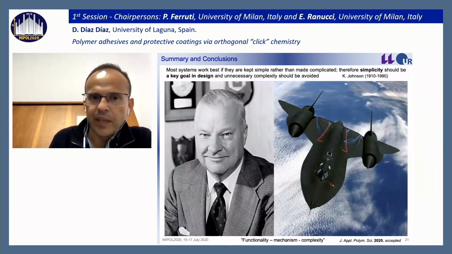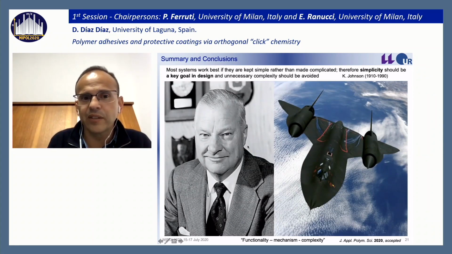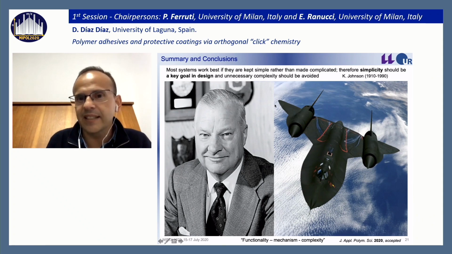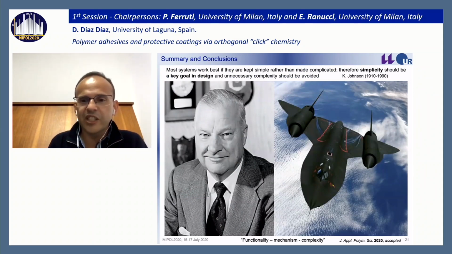So this is just one slide that I like to put in this talk, because of Kelly Johnson, a very famous American engineer who was responsible for the design of the Black Bear. He always said that in material science, simplicity is a key goal in design. No matter how complex the functionality can be, the way to achieve the material that we want to take to market, for example, has to be easy. And one way to get this easy procedure is to use orthogonal chemistry like click chemistry.